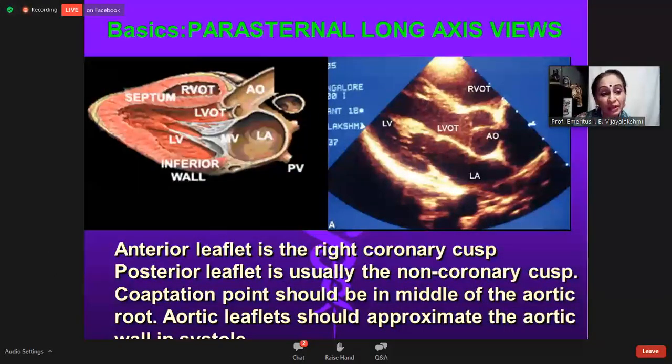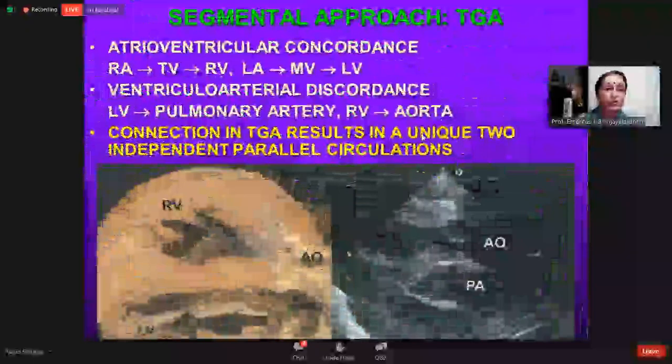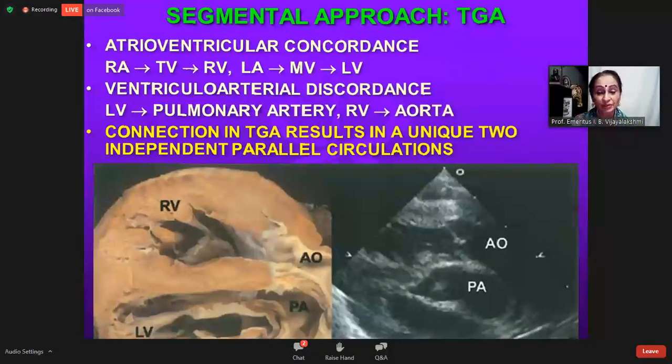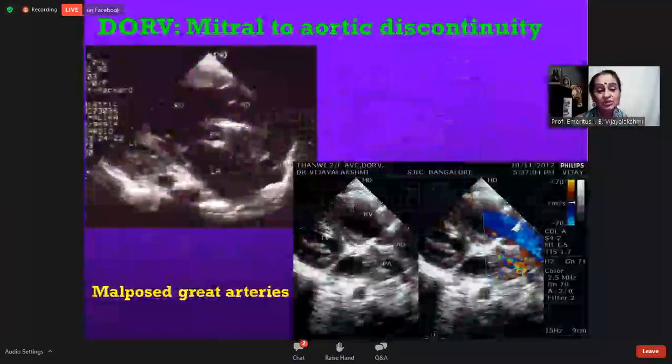And then in the parasternal long axis, this is how you can see all the structures. And here the mitral to aortic continuity has to be looked at carefully, and the interventricular septum has to be looked at very carefully. So here you can see that when you use the segmental approach, the LV is draining into the pulmonary artery, which is a branching vessel, and the RV is going into the aorta, which is the arching vessel. So this is the TGA. So this is how, when you go to the segmental approach, you can make out the diagnosis.